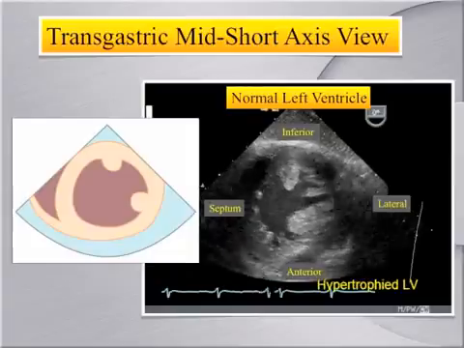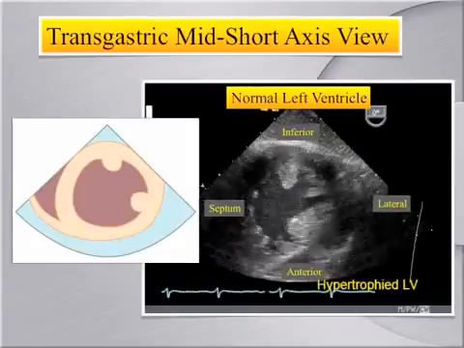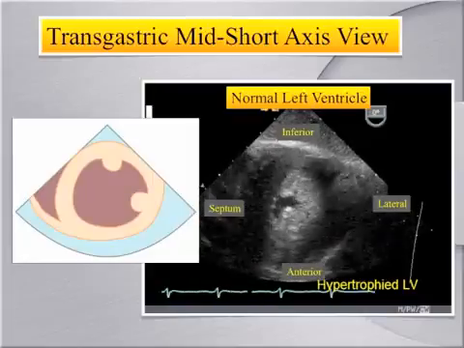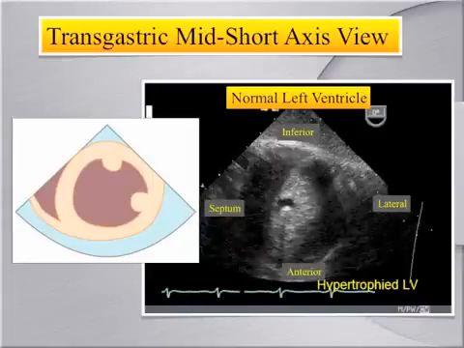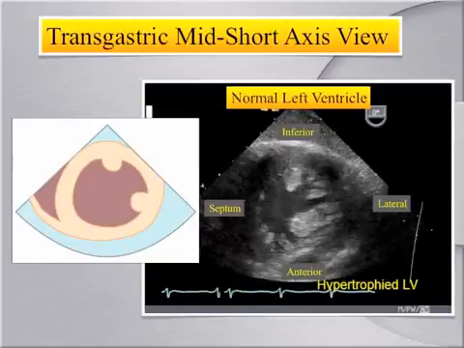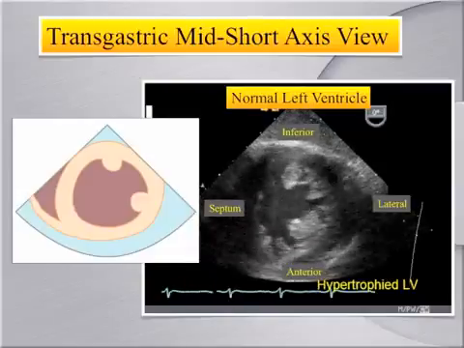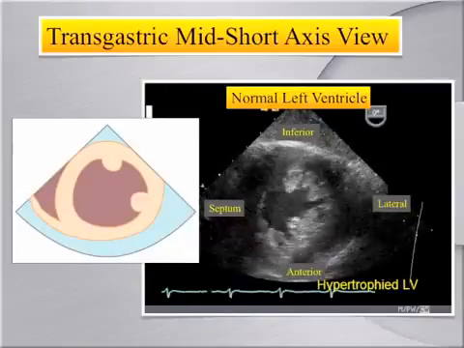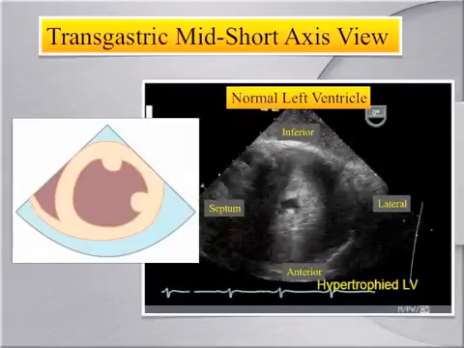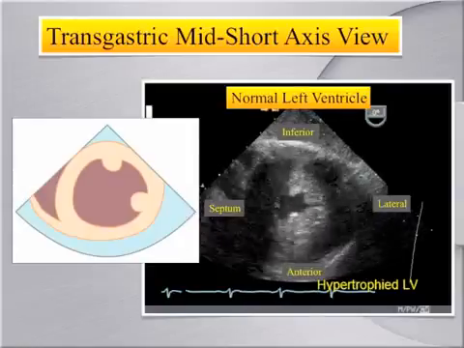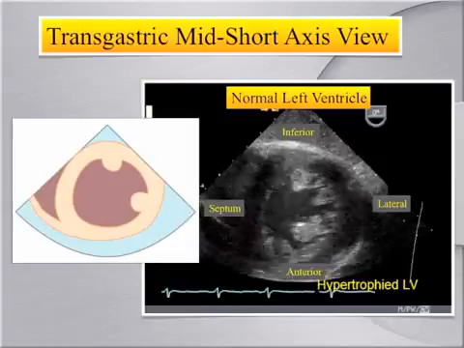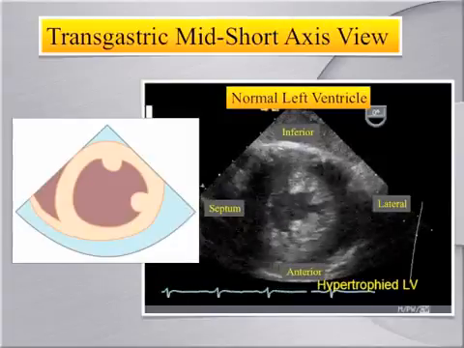Advancing the probe into the stomach and antiflexing gives rise to a series of transgastric views. The basal, mid, and apical levels are all used in assessing wall motion of all cardinal walls of the left ventricle. The mid-papillary view is pictured here because it is essential for calculating shortening fraction, fractional area of change, and ejection fraction. LV systolic and diastolic volumes are measured here. Visual estimates of ejection fraction are also done here.